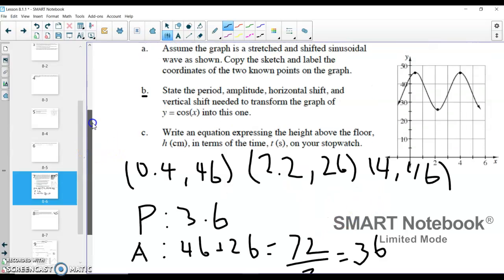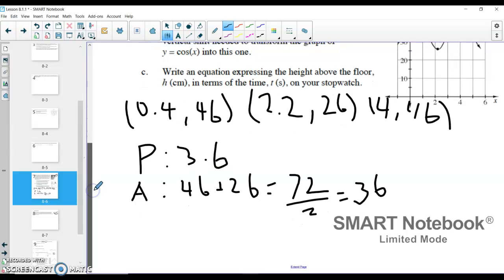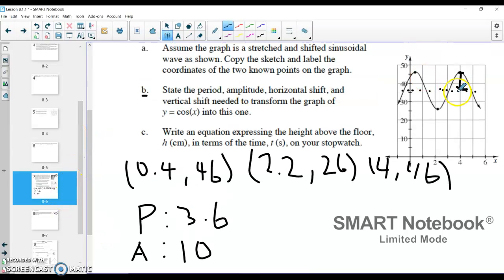What that means is here at 36 is the midline of my function. And the amplitude is then the height from the highest point to that midline, which from 36 to 46, or even from 36 down to 26, is an amplitude of 10, okay? Amplitude is the height of the wave, again, from the midline to the highest point or to the lowest point. And again, from 36 to 46 is 10, okay?